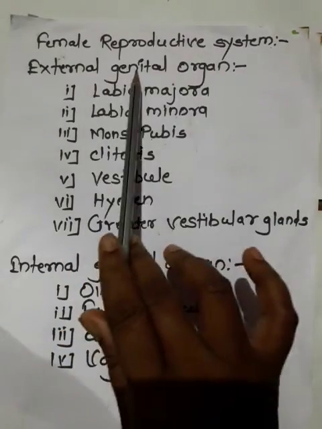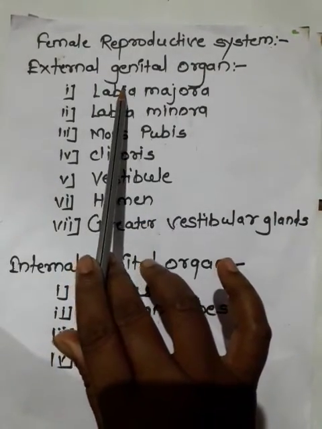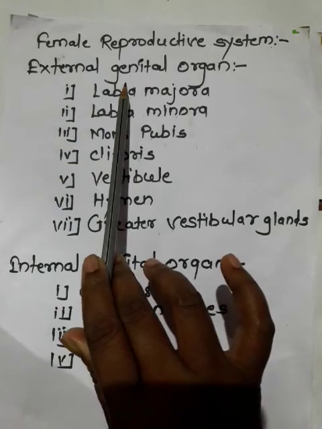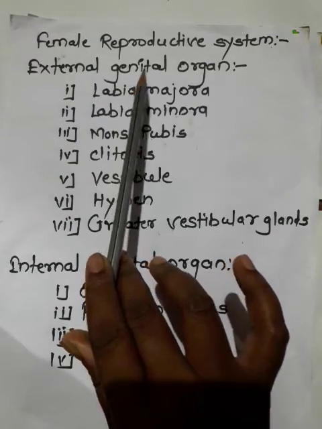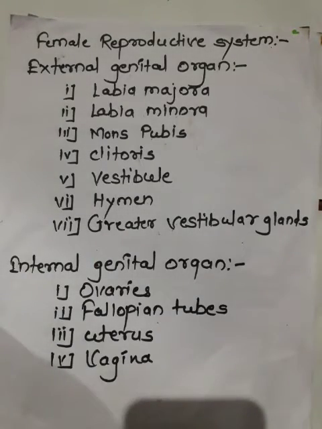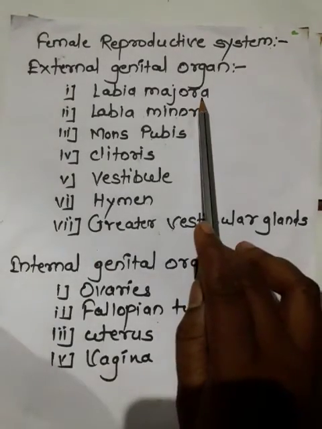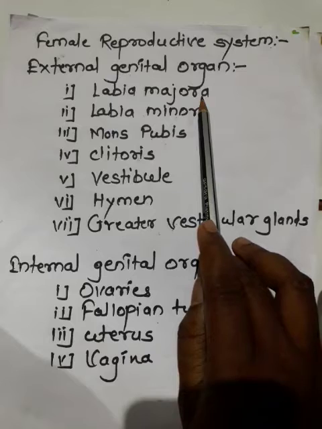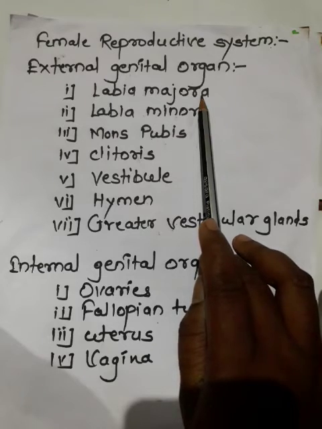First, we discuss the external genital organs. The first one is the labia majora. These are two large folds which form the boundary of the vulva, which are homologous to the scrotum of male. It is composed of skin, fibrous tissue, and fat.